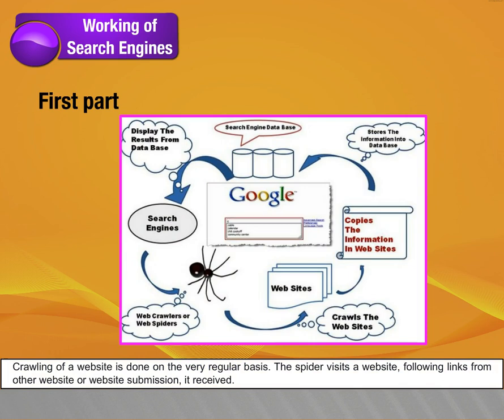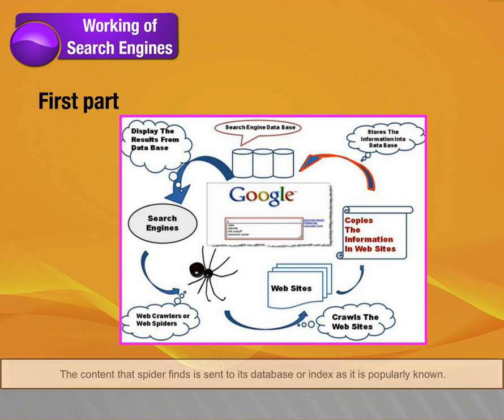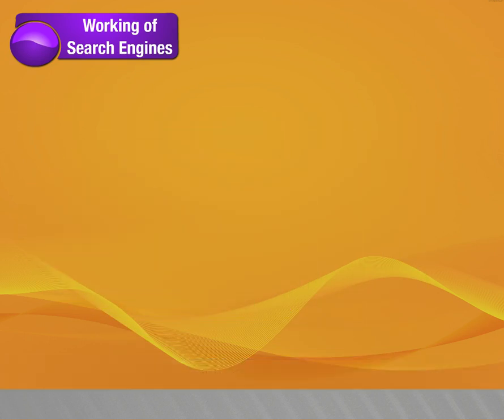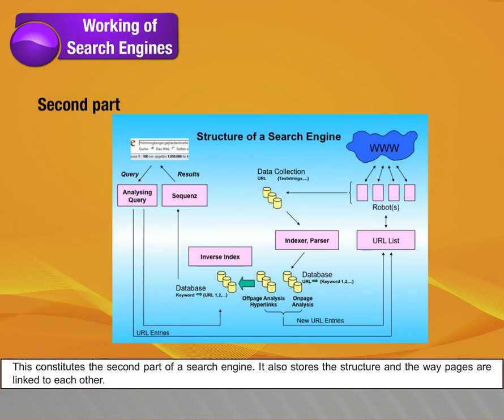Crawling of a website is done on a very regular basis. The spider visits a website, following links from other websites or website submissions it received. The content that the spider finds is sent to its database or index, as it is popularly known. This index is like a huge book that contains a copy of the web pages or cache that the spider finds out. Second part. This constitutes the second part of a search engine.